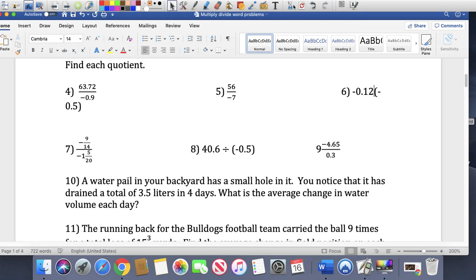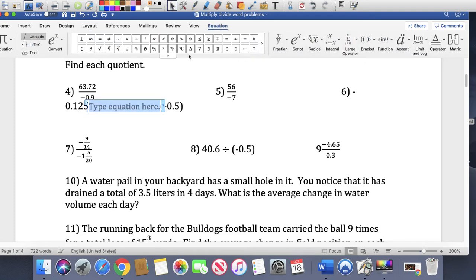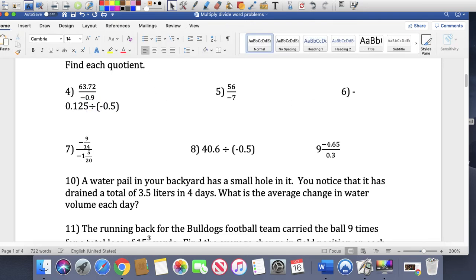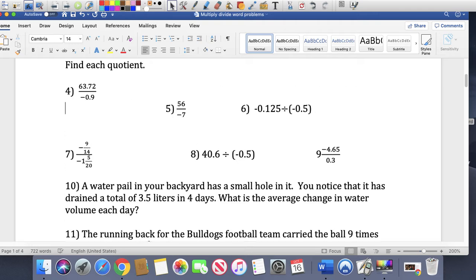What number is that? 6. It's negative 0.125, and then it's divided by negative 0.5. Okay, divided. So I'm going to insert a math and division sign. And there we go. So I'm just going to pull this back. Now we're dealing with decimals, which is not a big deal.